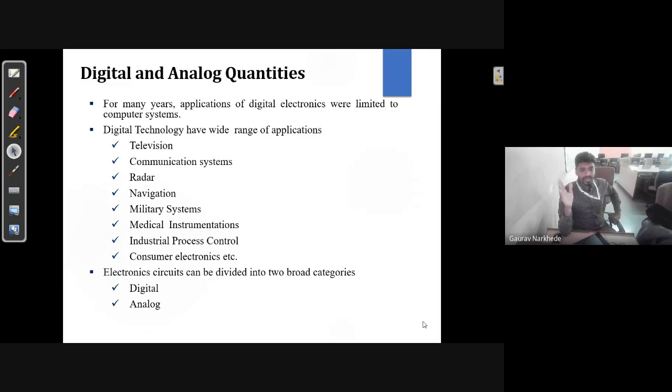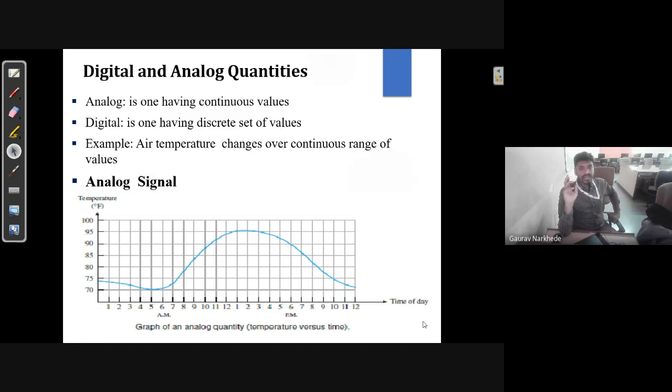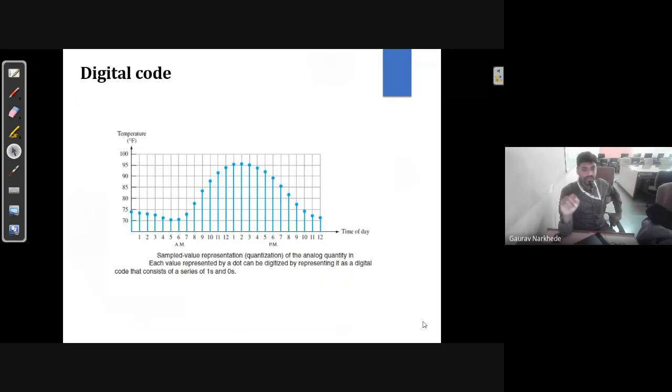We can divide electronic circuits into two types: analog circuits and digital circuits. As I have told, analog circuits are continuous with respect to time, and a digital system has a discrete set of values. If we consider only two levels, then it will have two values: one low voltage value, another high voltage value. Analog का example क्या दे सकते हो? The air temperature changing with respect to time, because you can measure at each and every instant what the temperature of the air is.